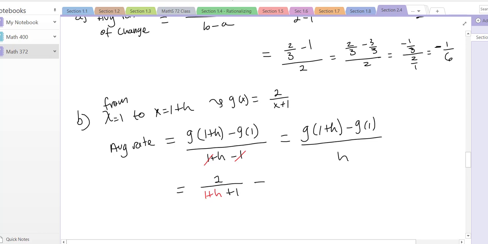plus 1, minus g of 1. G of 1 is 2 over the input which is 1 plus 1, divided by h, as we did it here. So then we have 2 over 2 plus h, combine like terms, right? 1 plus 1 is 2, and this is minus 1 over h.